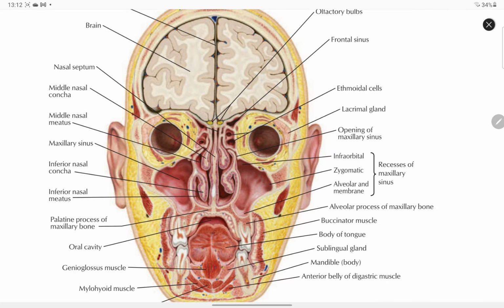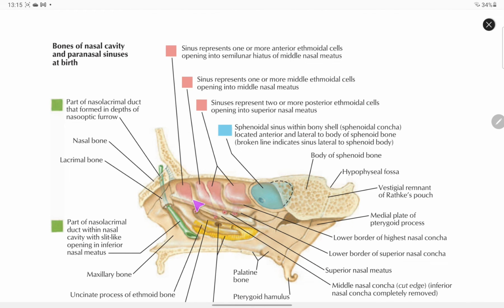So next, about the paranasal sinuses. The paranasal sinuses are air-filled spaces present within some bones around the nasal cavity. So we have the frontal sinus, the maxillary sinus, then we have the ethmoidal sinus. All of them open into the nasal cavity through its lateral wall.